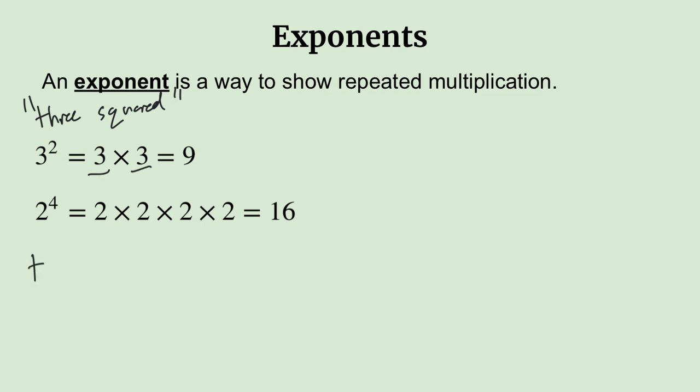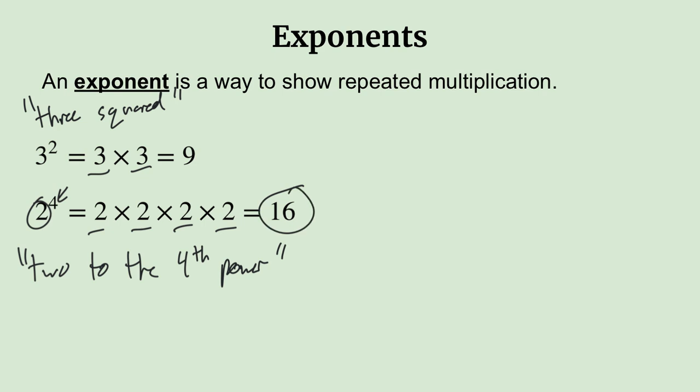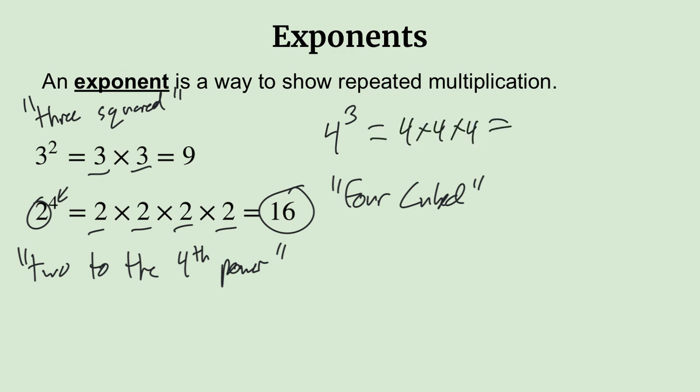This one here would be 2 to the 4th power. 2 to the 4th power means we multiply the base, which is 2, times itself 4 times. So 1, 2, 3, 4. 2 times 2 is 4, times 2 is 8, times 2 is 16. If you have a 3, so it would be 4 to the 3rd power, we would say 4 cubed. That would be 4 times 4 times 4, which is 64.